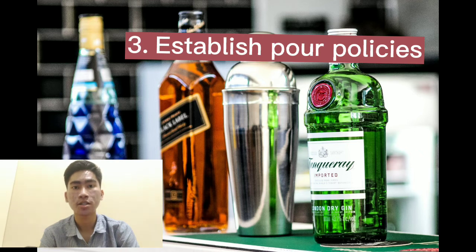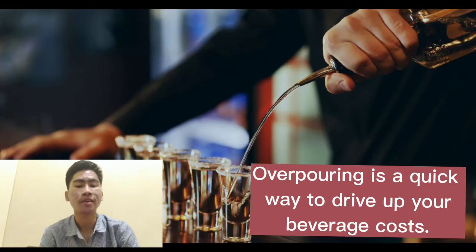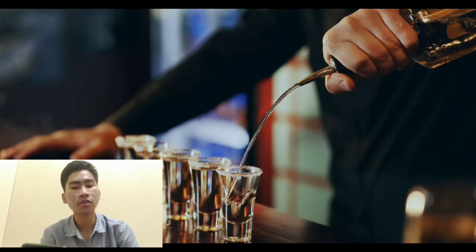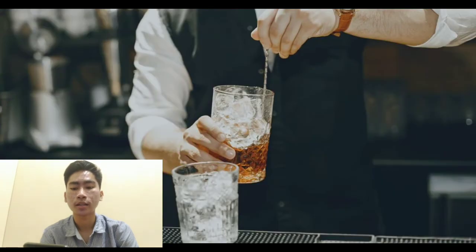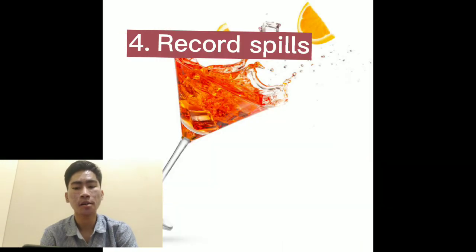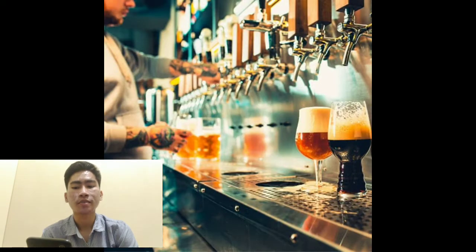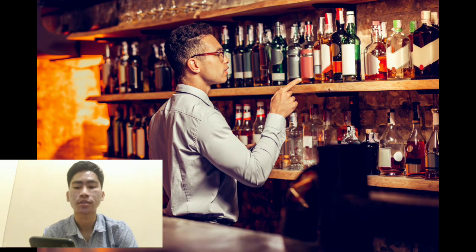Third, establish your policies. Overpouring is a quick way to drive up your beverage cost. In order to prevent overpouring, establish a set pour policy. Fourth, record spills. Spills and comped drinks increase your beverage cost. Take note of spills to keep track of what percentage of product loss is attributed to them.